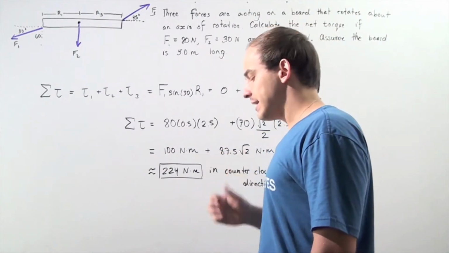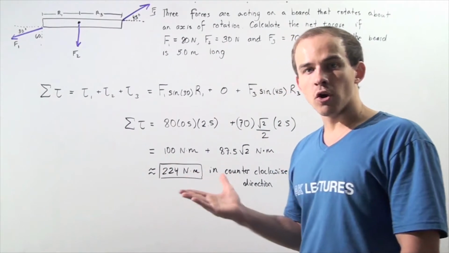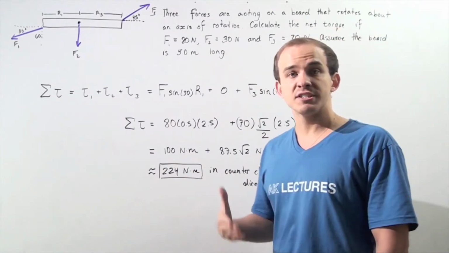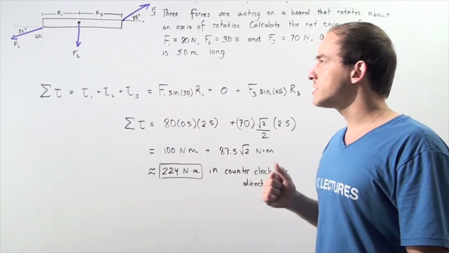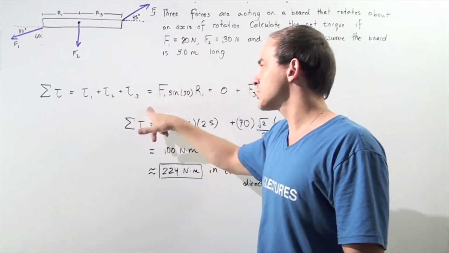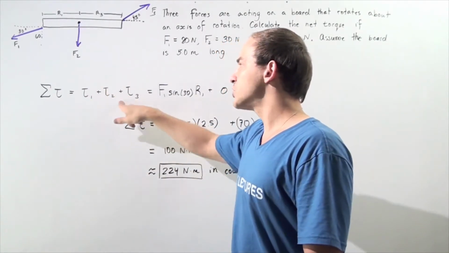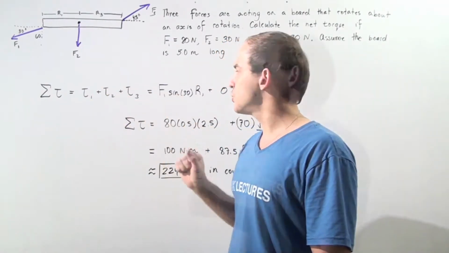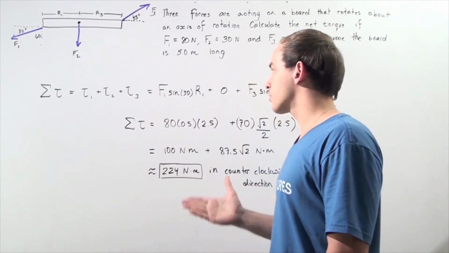So, in the beginning, our first step is to find the formula for the net torque. Well, the net torque is simply the sum of all the torques created by all the forces. So we have three forces, and that means we have three torques. So torque 1 is the torque created by force 1, torque 2 is the torque created by force 2, and torque 3 is the torque created by force number 3.